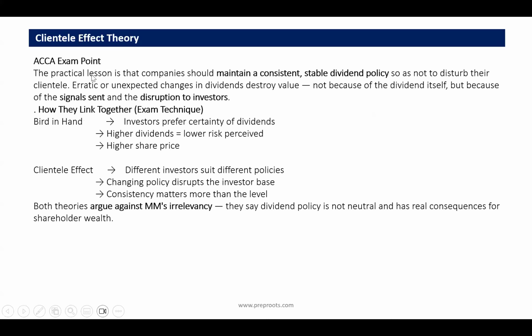So, from an exam point of view, the practical lesson is that companies should maintain a consistent, stable dividend policy, so as not to disturb their clientele.